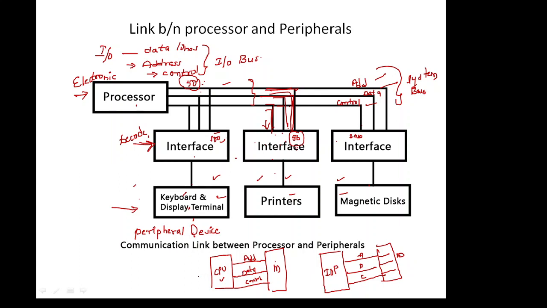The first system bus option is to use two separate buses, one for memory and another for the IO. So this is one type of using the system bus.